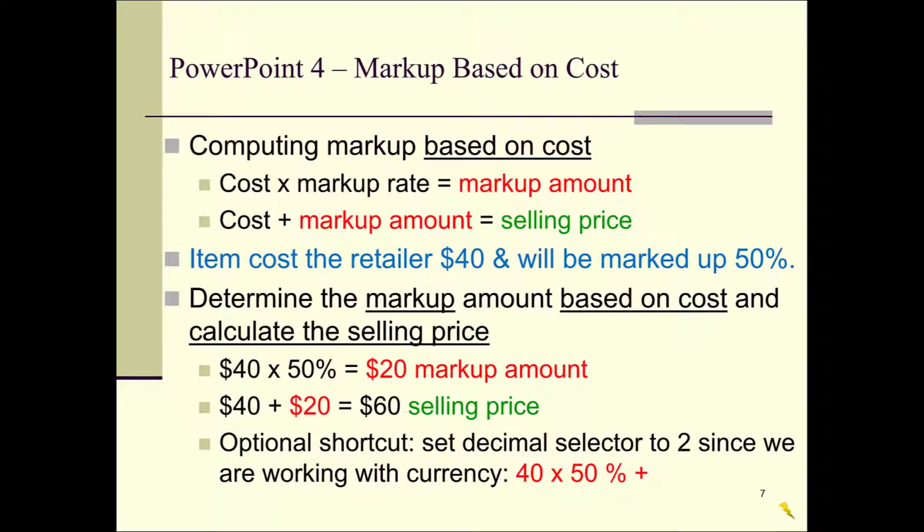An optional shortcut on your calculator, again we're working with currency, so set your decimal selector to 2 and then enter this: 40 times 50%, and then hit plus. And that should give you your $60 selling price.